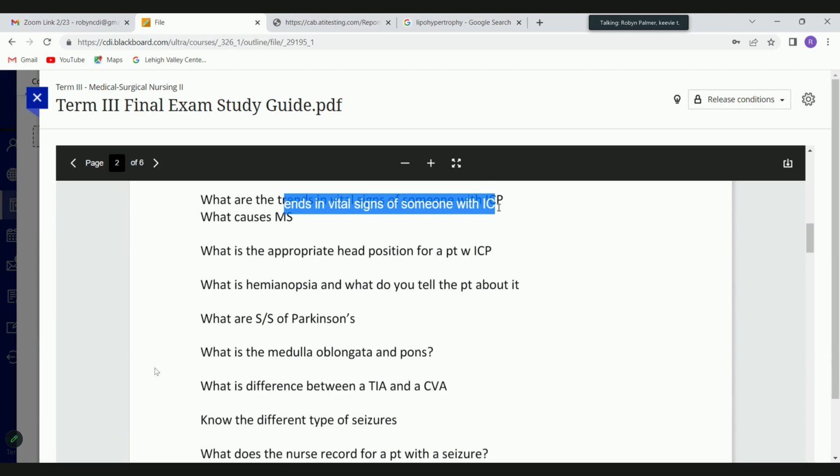Pulse. Respiration. Yes, and respirations, right. So your blood pressure goes up, your temperature goes up, you have a widening pulse pressure, and then your respirations and your pulse go down.